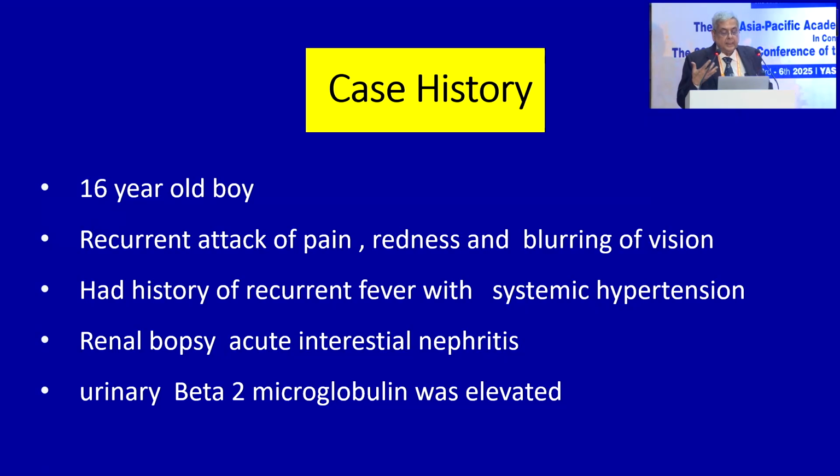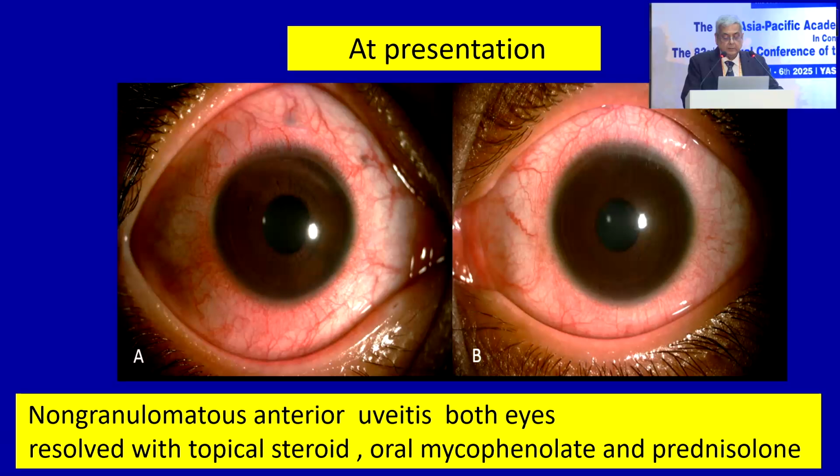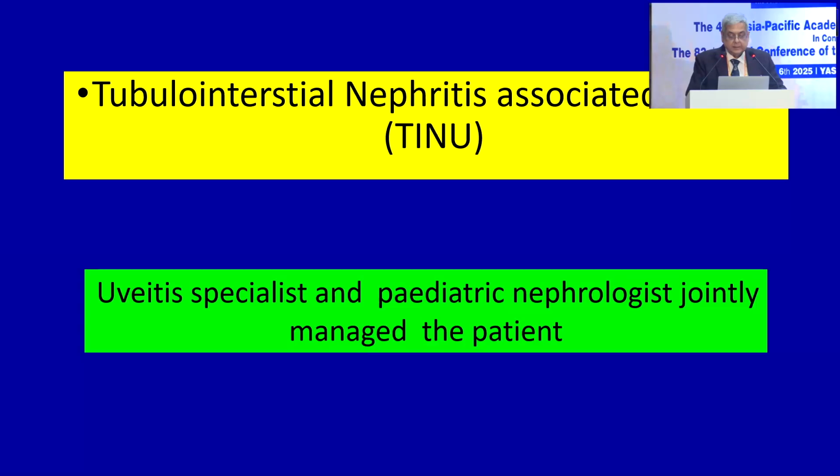I wanted to show you another case, a 16-year-old boy, with recurrent attacks of pain, redness and blurring of vision, history of recurrent fever with systemic hypertension. In this 16-year-old boy, renal biopsy showed acute interstitial nephritis, and urinary beta-2 microglobulin was elevated. This was the kidney biopsy showing acute interstitial nephritis. This patient had non-granulomatous anterior uveitis in both eyes, resolved with topical steroid, oral mycophenolate and prednisolone. This is tubulointerstitial nephritis associated uveitis, TINU. Here the uveitis specialist and pediatric nephrologist jointly manage the patient.